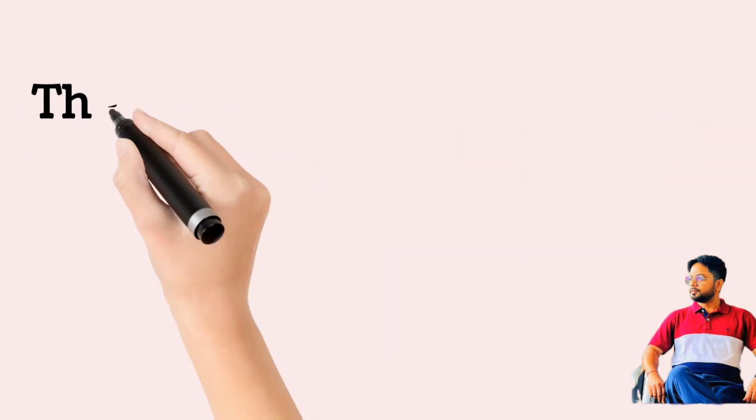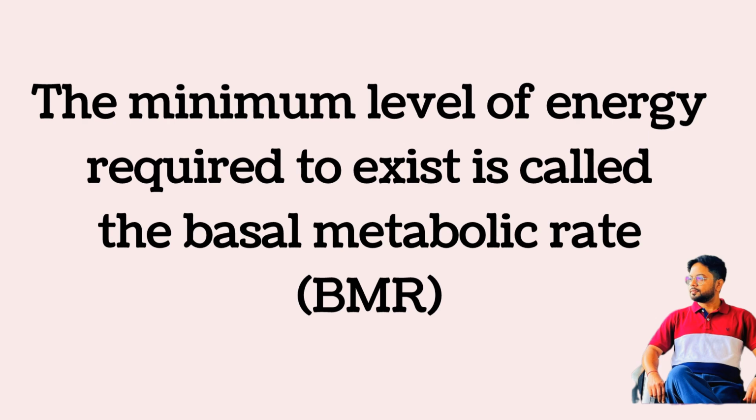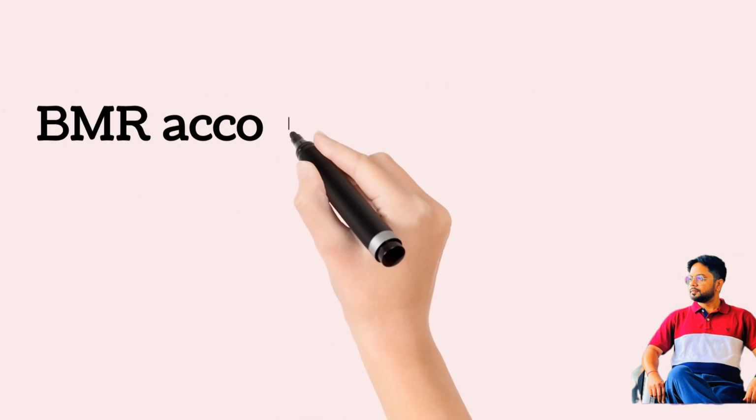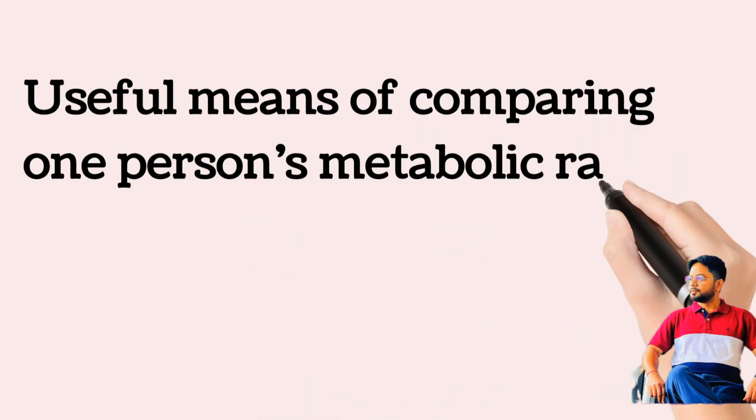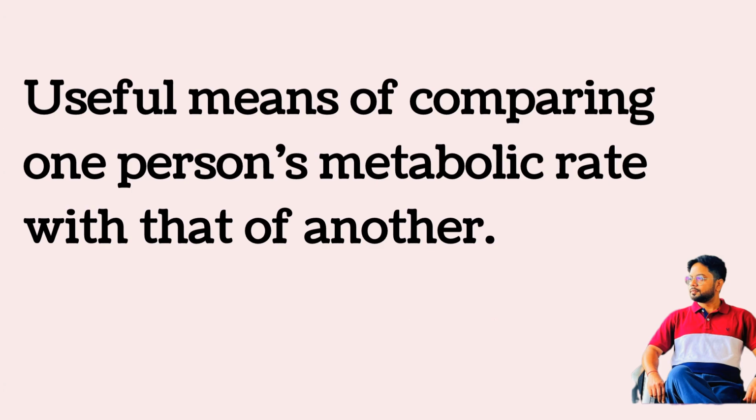Even when a person is at complete rest, considerable energy is required to perform all the chemical reactions of the body. This minimum level of energy required to exist is called basal metabolic rate. This accounts for about 50 to 70% of daily energy expenditure in most sedentary persons. Because the level of physical activity is highly variable among different persons, measurement of BMR provides a useful means of comparing one person's metabolic rate with that of another.